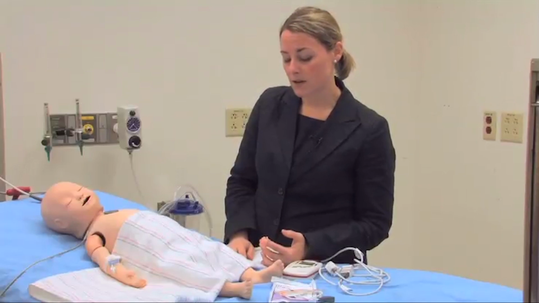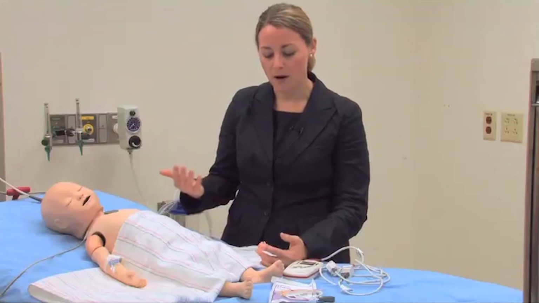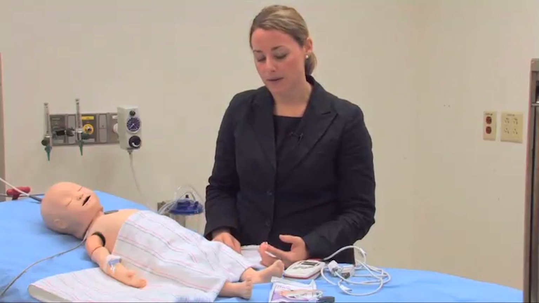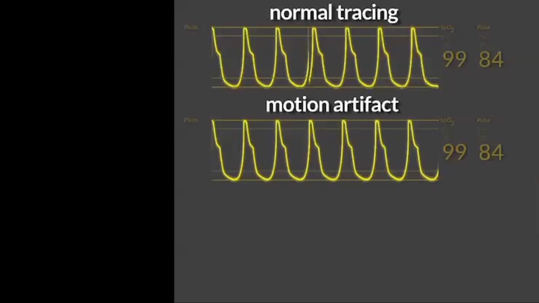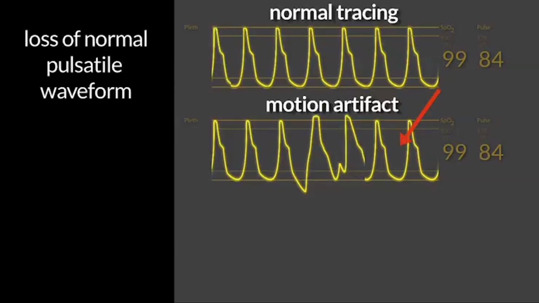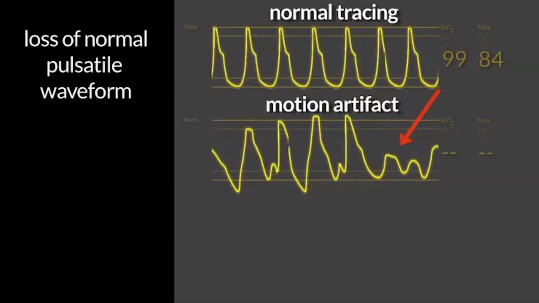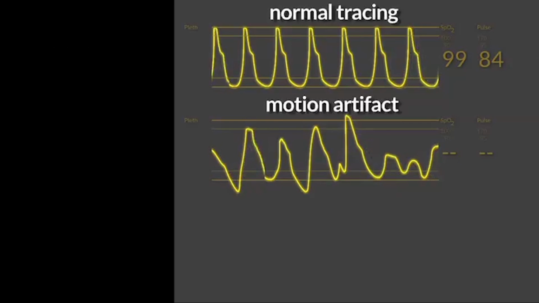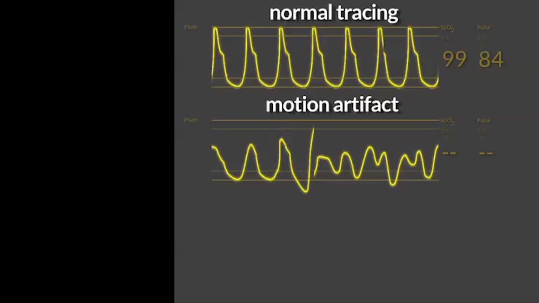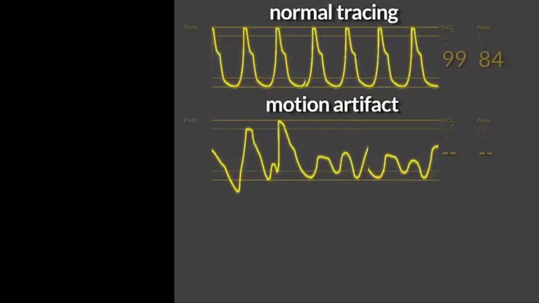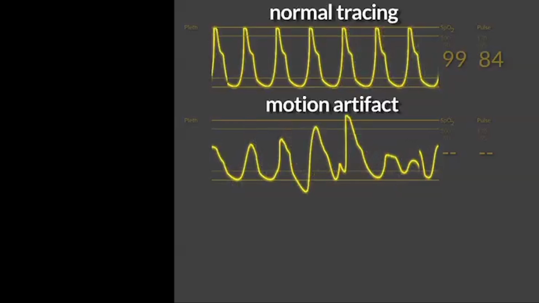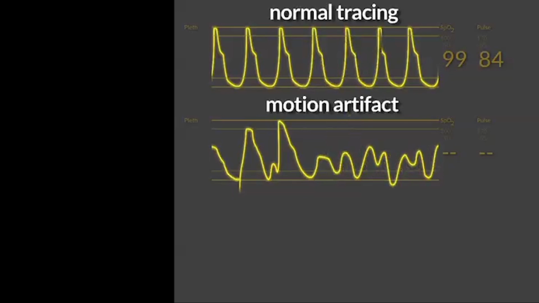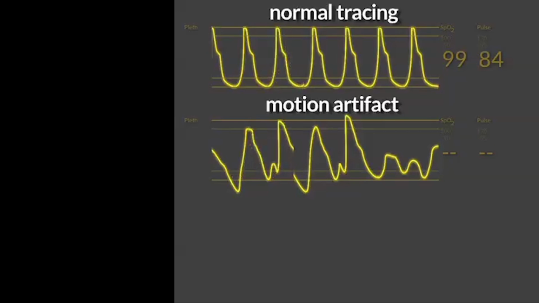There are certain circumstances when you have a low output reading that you want to reevaluate whether or not your equipment is working properly, and you should also assess clinically what's going on with your patient to determine if the number is accurate. For instance, if I move my finger around, you see that you lose the normal pulsatile waveform. This can interfere with your signal and can sometimes give a falsely low reading. So if a patient is crying, screaming, kicking, moving around, you may not have an accurate waveform, and then you may not have an accurate pulse oximetry tracing, which will give you a falsely low oxygen saturation level.